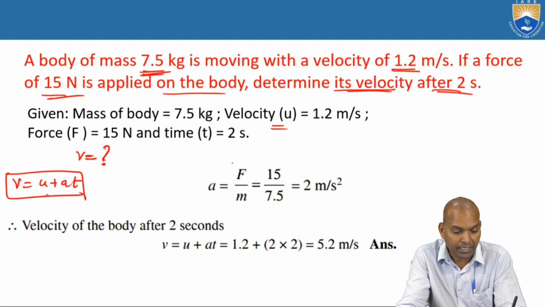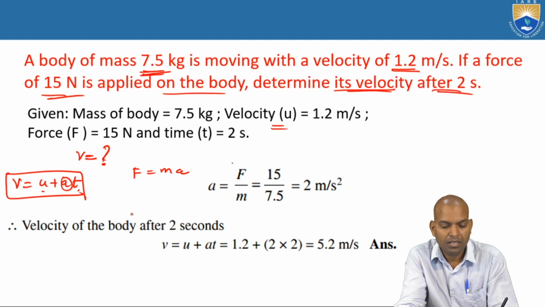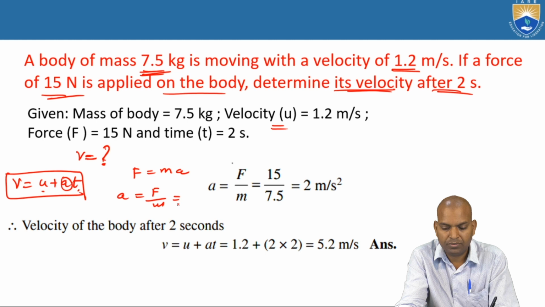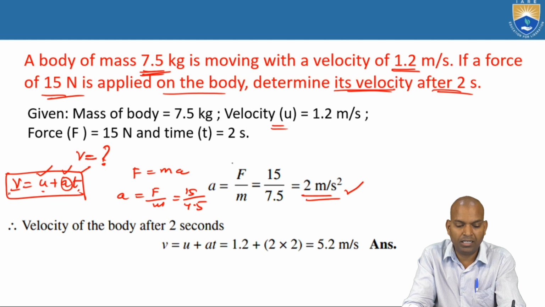What about a? Where does a come from? Acceleration comes from the equation F equal to ma, so a equal to F by m. What is F equal to? 15 newtons. Substitute here, 15 newtons by m. Mass is 7.5 kg. That gives a equal to 2 meter per square second. We know u, we know a, and time t. Finally, v equal to u plus at. If you substitute v, u, a, t in that equation, you'll get the final velocity.